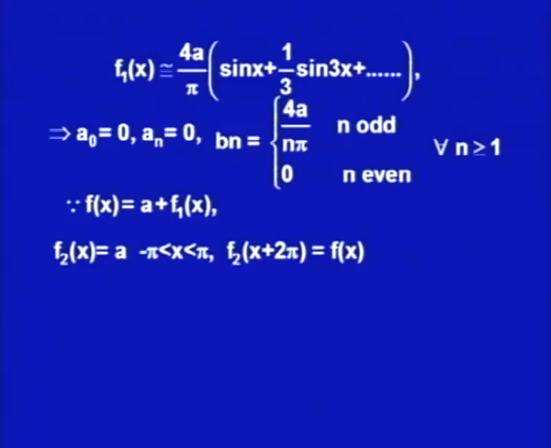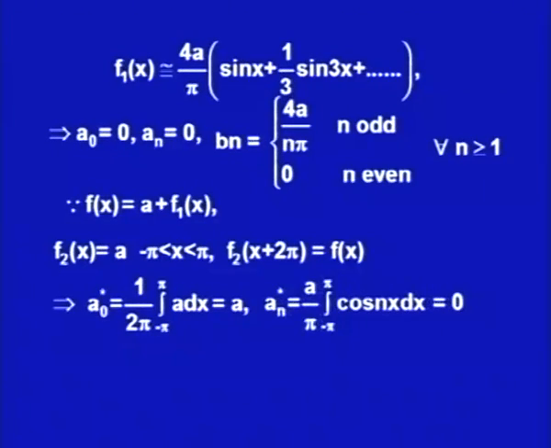So, for f1 we already know what the Fourier series is. For f2 let us find out the Fourier series. So, a naught star would be 1 upon 2 pi integral minus pi to plus pi a dx, that integral would turn out to be a. If I take an star, that would be a upon pi integral minus pi to plus pi cos nx dx. We do know the integral minus pi to plus pi cos nx dx is 0 for all integer n's.